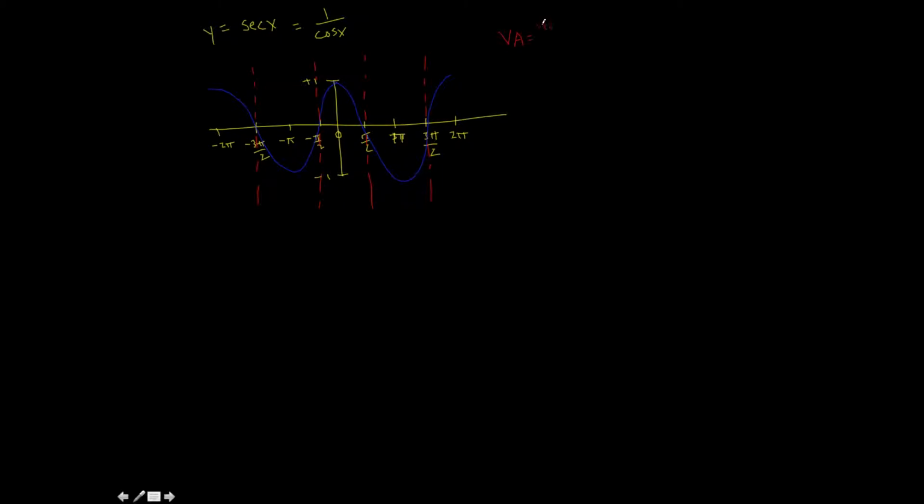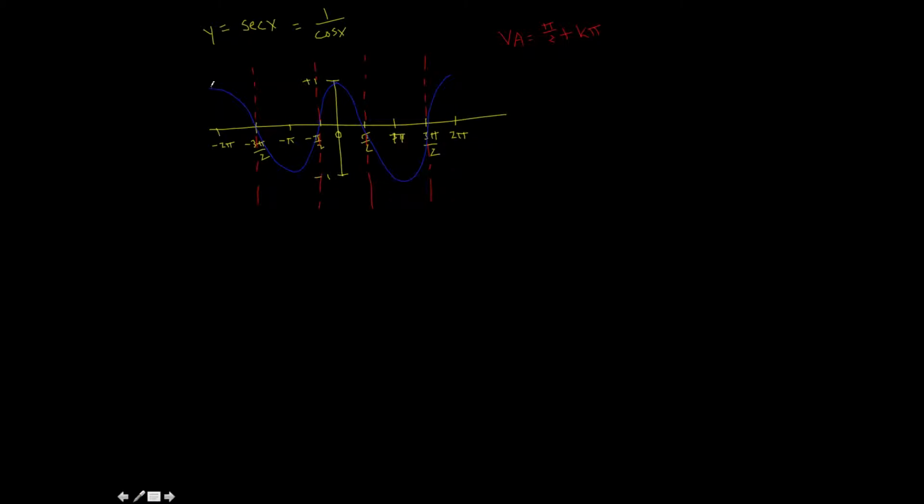Now what is the general equation of that vertical asymptote? Well, it's pi over 2 plus any multiple of pi. So pi over 2, 3 pi over 2, 5 pi over 2, 7 pi over 2. That would be our vertical asymptotes. Now, we're going to draw our secant graph in much the same way.